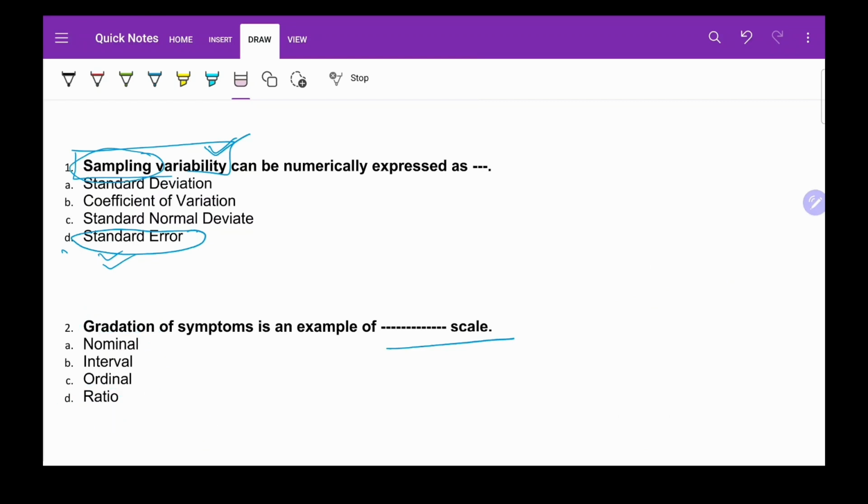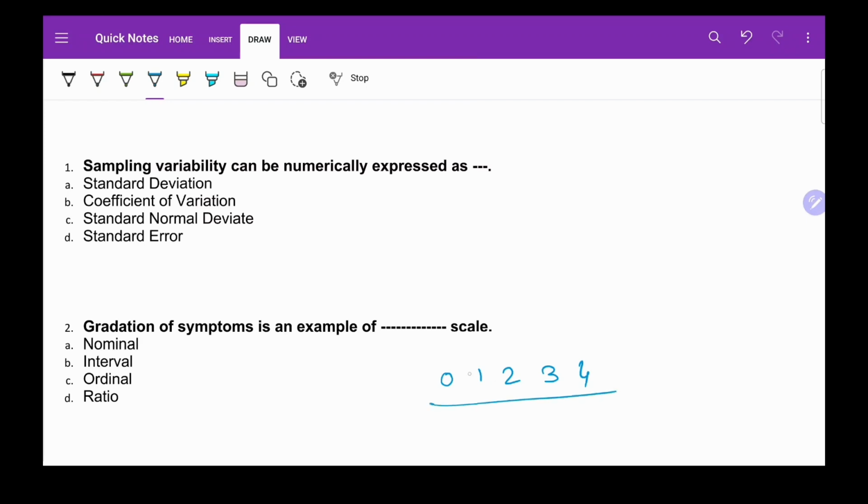Suppose we want to find the intensity of any symptom of a patient. Then what we do? We grade, we level the symptom as 0, 1, 2, 3, 4, so that we try to find the intensity of that symptom. So this gradation is nothing but the ordinal value. That means there is some order maintained there.